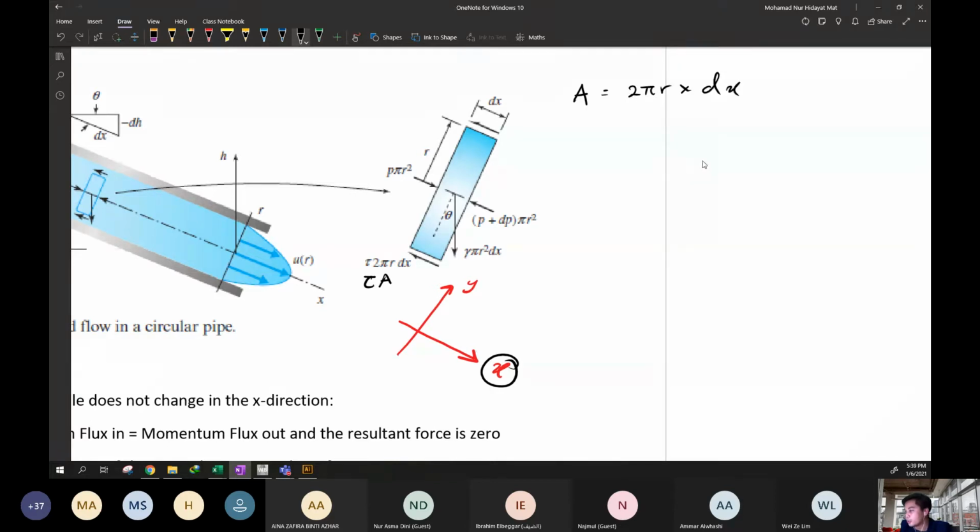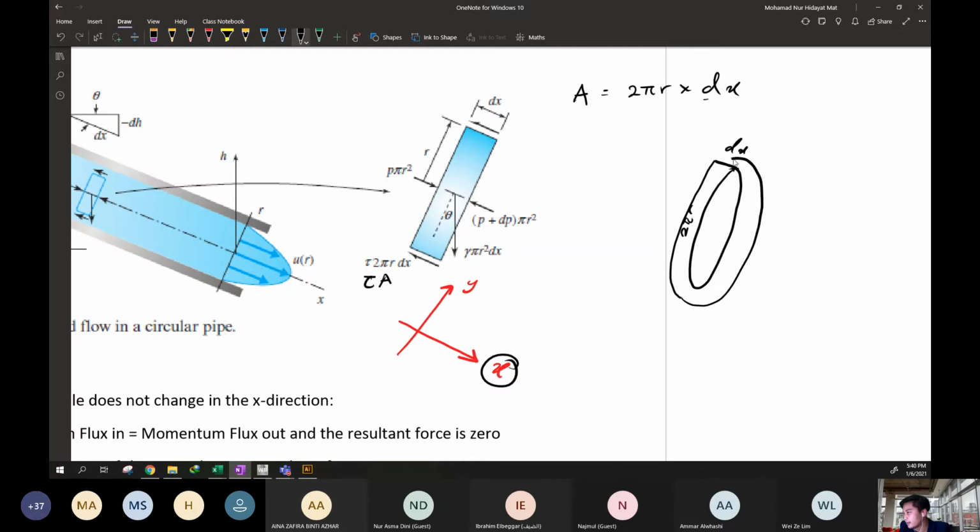I believe you understand the concepts of the shear stress. Let me explain clearly. 2 pi r is the circumference. This is circumference 2 pi r. Now you understand the circumference. Multiply with dx. This is the distance here, dx. So what you're going to have? You're going to have this area, right?